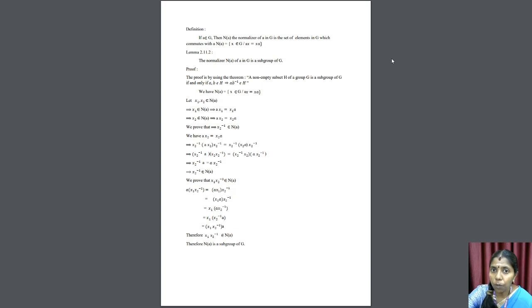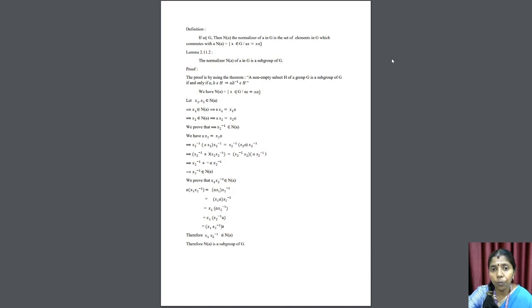That is, N of A, the normalizer of the element A in G, is satisfying the condition X belongs to G. The elements in G satisfying Ax equals XA. The collection is called N of A, that is normalizer of element A in G. Okay. Now we see the lemma. The normalizer N of A in G is a subgroup of G. We prove that the collection set is a subgroup of G.